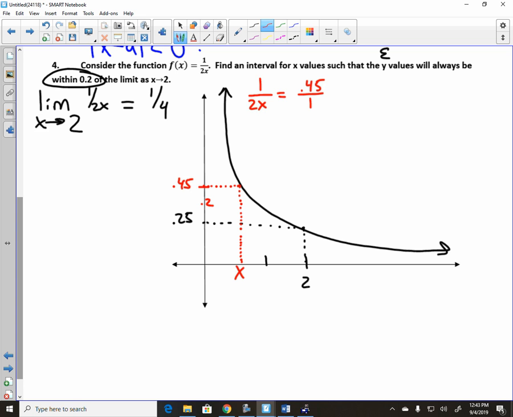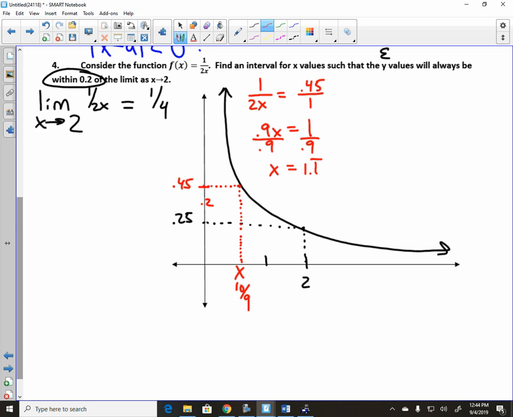Will we be able to find x now? How could you find x? Cross multiply. 2 times 0.45 is 0.9x equals 1. Divide both sides by 0.9, and you get x is 1.1 repeating, or 10/9. Now, I know that this doesn't look to scale because 10/9 is behind 1, but it's not drawn perfectly, but you could see it's behind 2, right? So 10/9 is my first x value.